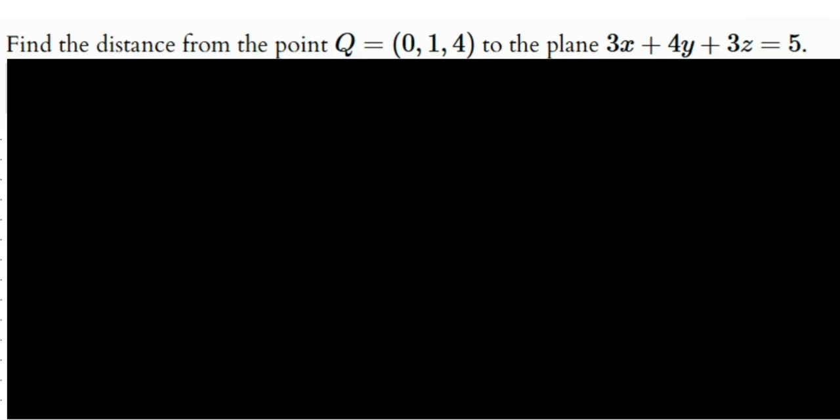Yes. This one. Find the distance from the point Q (0, 1, 4) to the plane 3x plus 4y plus 3z equals 5. Yeah, because we have 3 variables here, x, y, and z. So we use the distance formula. You should equate this to 0. So you transpose 5 to the left. This would become 3x plus 4y plus 3z minus 5 equals 0.